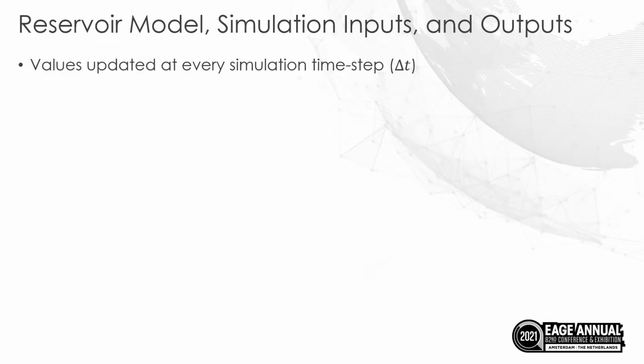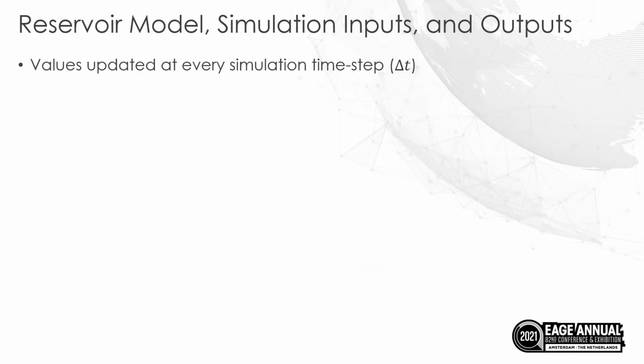Now some words on the basic reservoir model, simulation inputs and outputs. The values of both inputs and outputs are updated at every simulation time step. The gap between time steps is delta t, and the values of the inputs and outputs, like I said before, are given on each node.